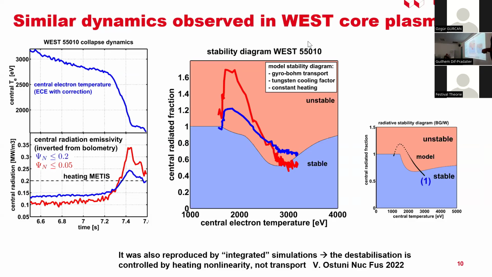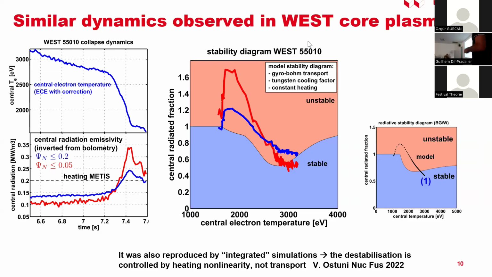And if you plot these time traces on the stability diagram, this is what you get. The blue and the red are just different assumptions on how you calculate the central radiation, but they show similar things. You start from a stable point, you cross the instability regime, you have a spike of radiation, and you fall onto a highly radiative, cold central temperature plasma, as the model does. So it's a simple model, but it is able to explain what we find in experiment.